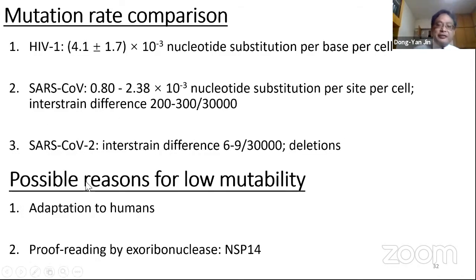So, the possible reasons for the low mutability. For both SARS-CoV-2 and MERS coronavirus, the mutation rate is lower than SARS coronavirus. And that could be due to adaptation to humans, or maybe to another intermediate host very close to humans. And in all these coronaviruses, there is a proofreading enzyme that could be inhibited by remdesivir. This is the exoribonuclease NSP14. So that makes sure that the mutation rate cannot go too high. It is not like in HIV or other RNA viruses.